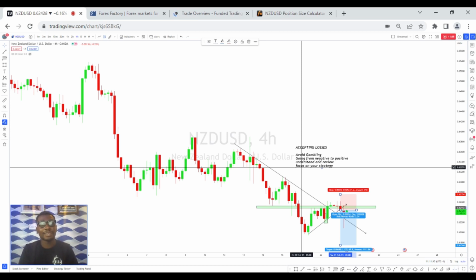Then when I come back to the market, I look forward to a strategy, a particular trade setup that will earn me my money. That's the most important thing. So do not have a negative mindset towards the market, that since I've lost a trade in the forex market, now I'm going to lose another one, let me stop trading. No, don't have a biased mindset towards the market. Accept your loss, avoid gambling.